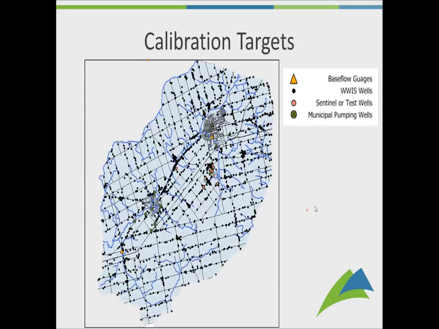For calibration targets, again, here's our model domain. The black dots represent the WWIS wells from 1970 to present. There's other test wells in the area shown here, mostly in the Woodstock area. And there's also the municipal pumping wells, which are hard to see, but they're larger green dots near the communities. There's also 2 stream gauges, as I mentioned, one at the south end of Woodstock here, and then one southwest of Ingersoll.